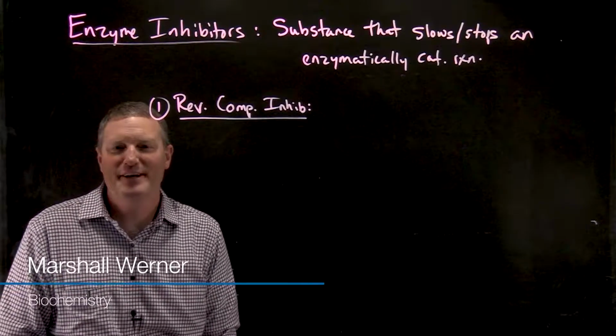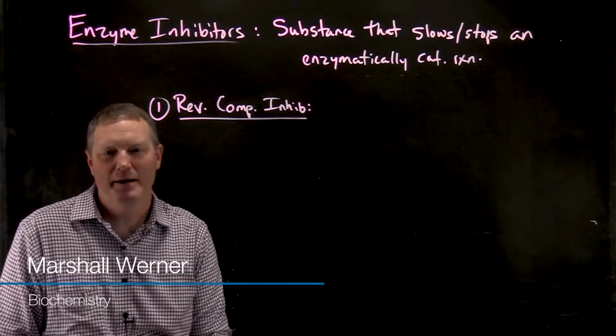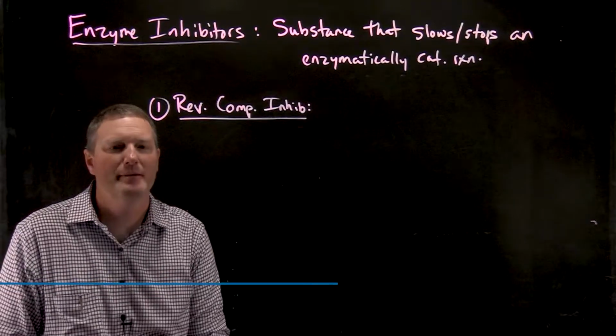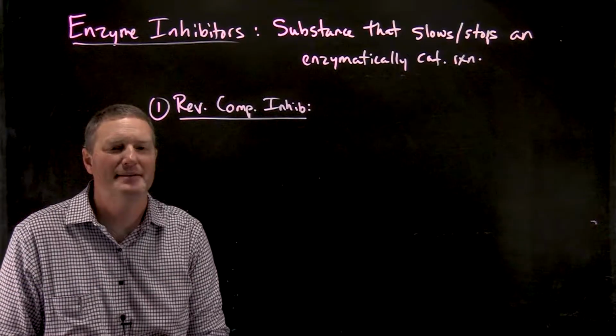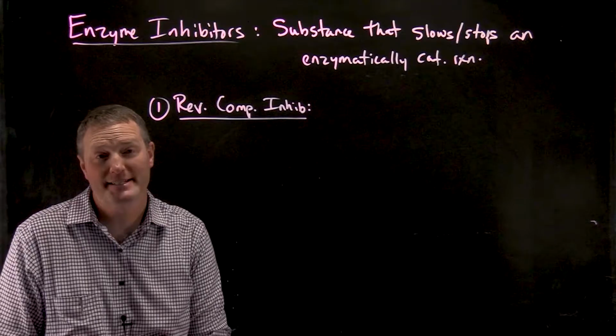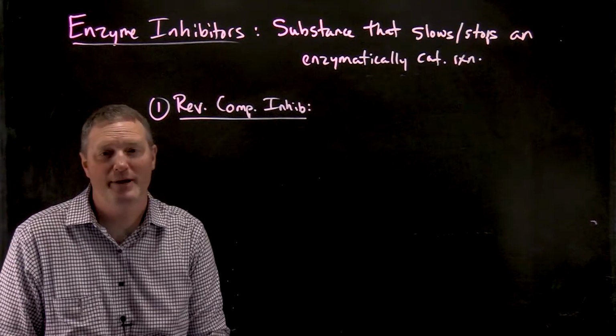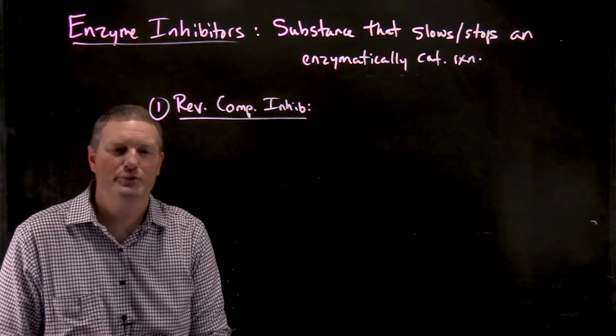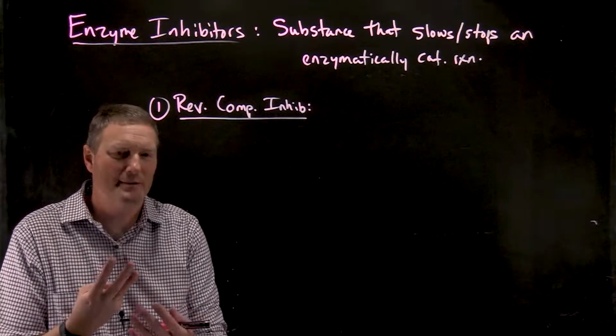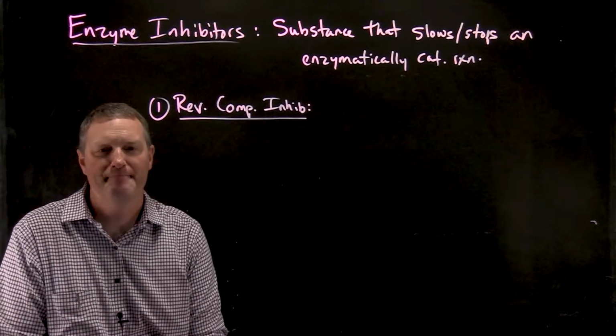Hi everyone. In this video we're going to talk about enzyme inhibitors. An enzyme inhibitor is a substance that either slows or can possibly stop an enzymatically catalyzed reaction. There's three main types of enzyme inhibitors. We'll go through these one at a time.